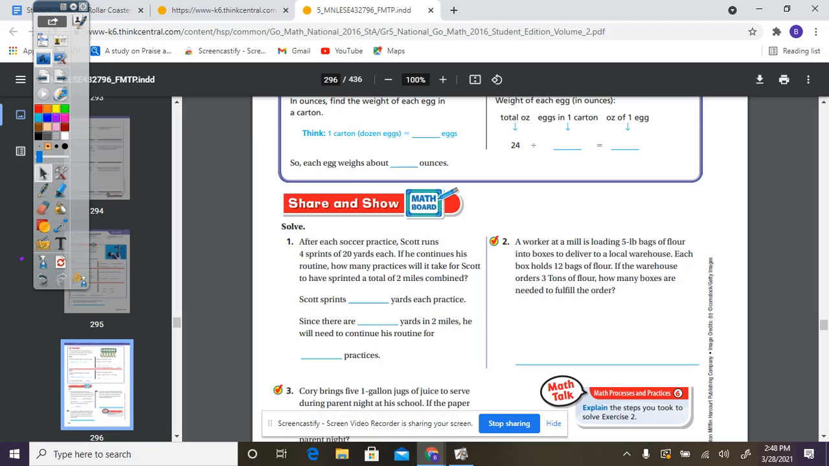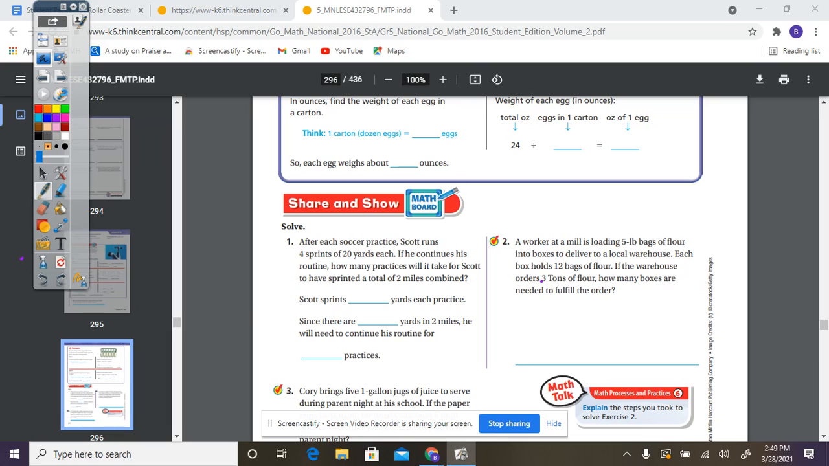A worker at a mill is loading 5-pound bags of flour into boxes to deliver to a local warehouse. So I'm picturing they're putting stuff in boxes. Each box holds 12 bags of flour. Okay? Each box holds 12 bags of flour. If the warehouse orders 3 tons of flour, how many boxes are needed to fulfill the order? Okay, so we have 3 tons of flour. That is really important.